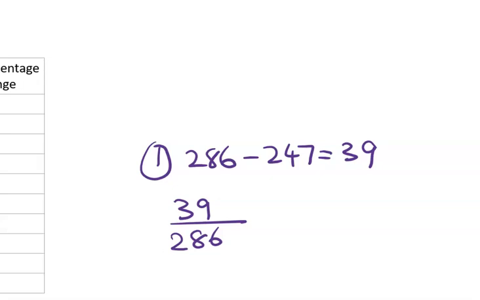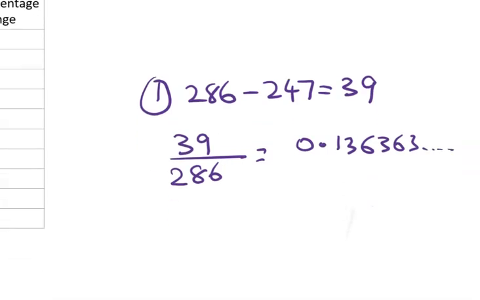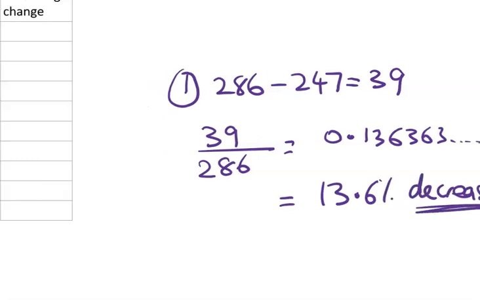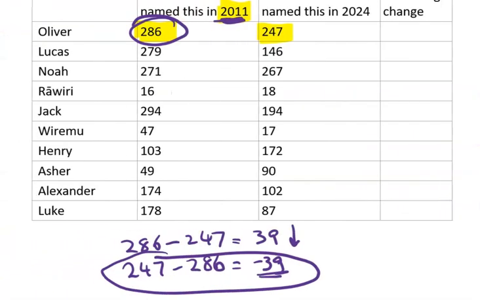And what does that give me? Let's see. Where is my calculator? Is it working? Yep. I don't get a negative. I get 0.136363 and so on. And we turn that into a percentage, and it's going to be 13.6%, and it's a decrease. It's a decrease because the number has dropped. So that's the first one.